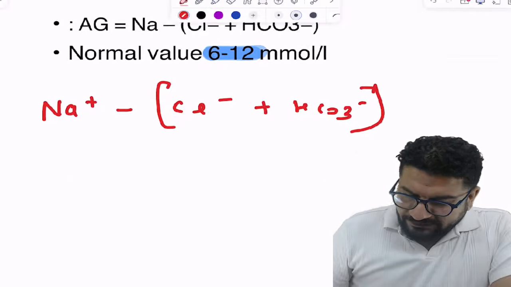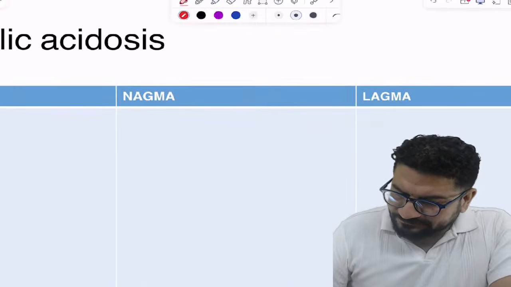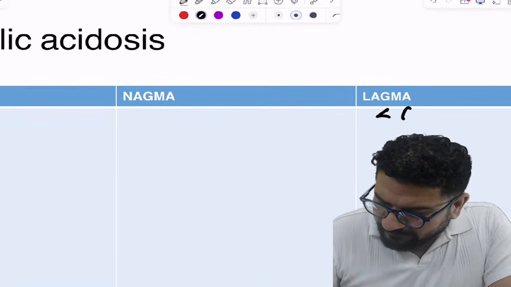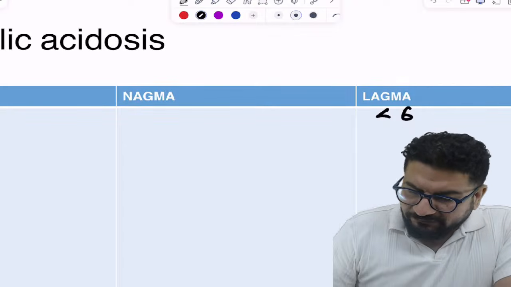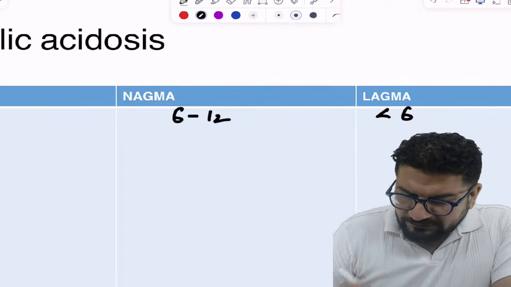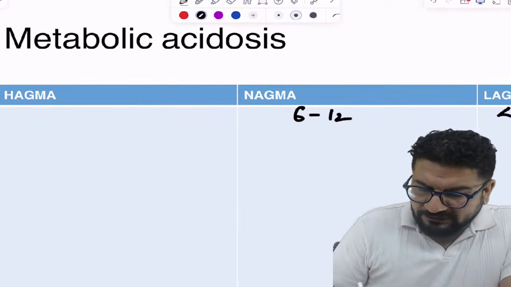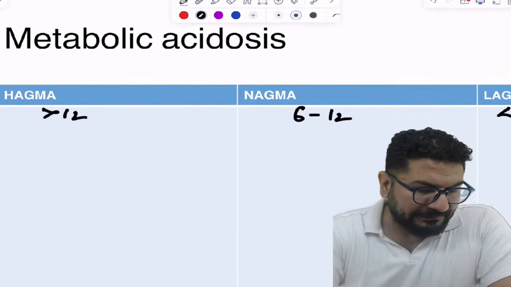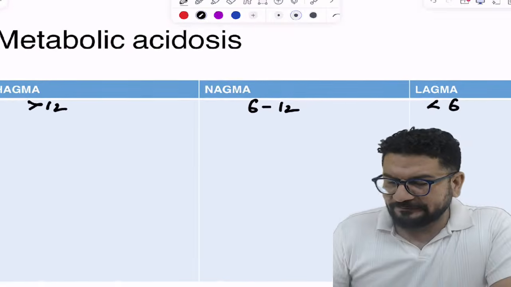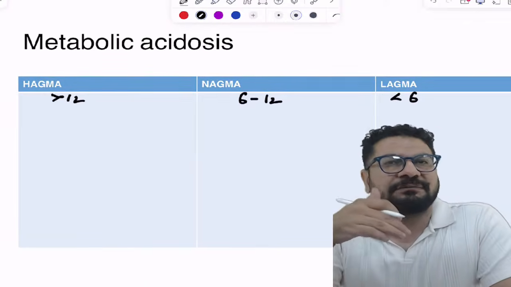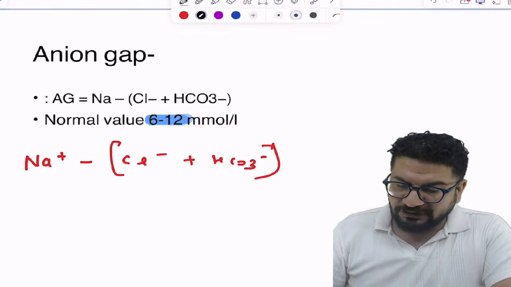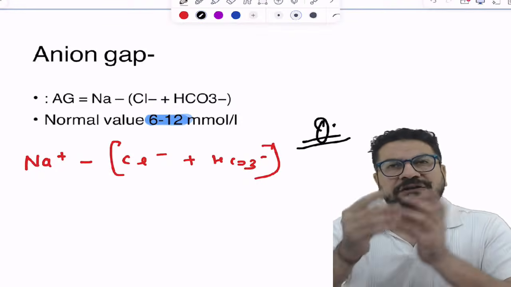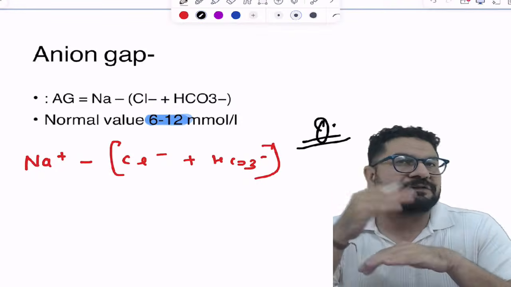So if you get a value less than 6, we call this LAGMA. If value is in the range of 6 to 12, we call this NAGMA. And if value is more than 12, we call this HAGMA. Simple. So HAGMA, LAGMA, NAGMA. So they ask you sometimes a question based on this formula. So this formula is extremely important. Or sometimes they will ask you where you will see HAGMA, where you will see NAGMA.